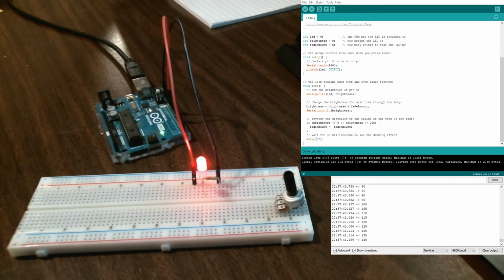This is the fade program, and the brightness integer actually seems to determine the beginning brightness of the LED and doesn't actually prevent it from turning fully on and fully off, meaning 0 to 255 as the input for the pulse width modulation.